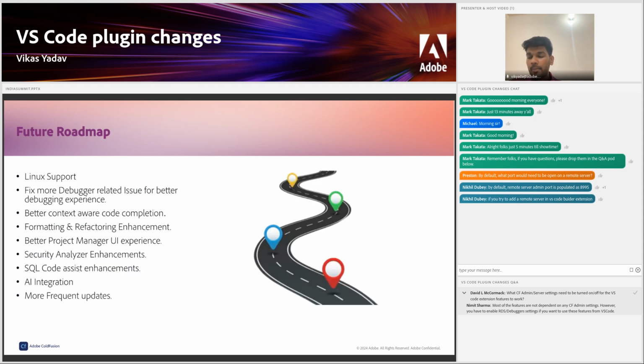Talking about the future roadmap, these are the few things that are in consideration. So we have Linux support as one of those, and we are going to fix more debugger related issues for a better debugging experience, better context aware code completion, formatting and refactoring enhancement, better project manager UI experience, security analyzer enhancement, SQL code assist enhancement, AI integration, more frequent updates, and many more.